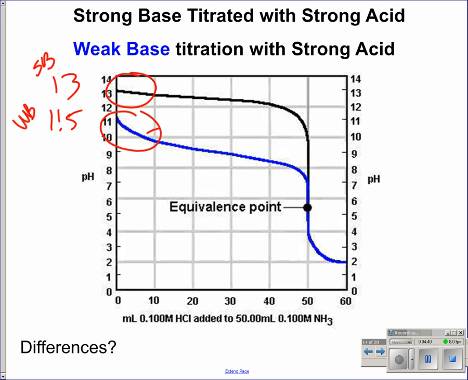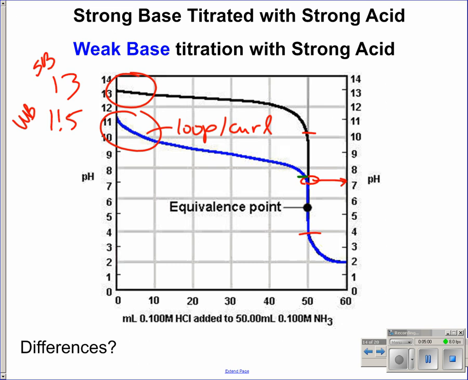And then the loopy thing again, the loop or the curl is indicative of a weak something. In this case, it's a weak base. Also, our equivalence points are different. The strong has an equivalence point at about pH of 7 here, which is to be assumed because it's a strong acid, strong base titration.